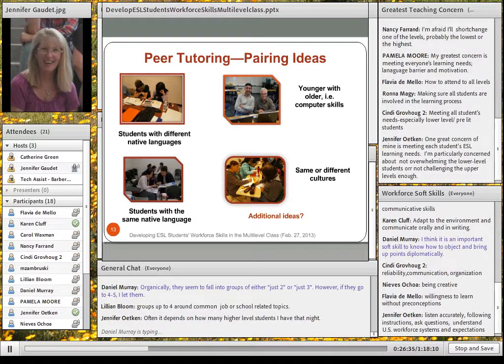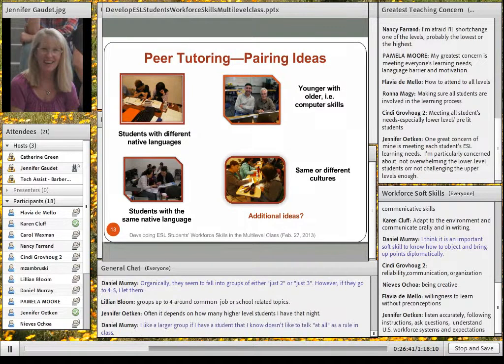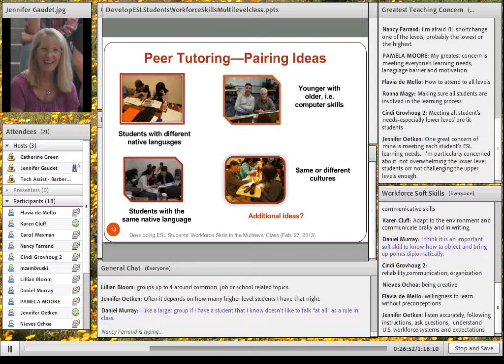Okay, and Jennifer's saying often it depends on how many higher level students I have. And that's true too, because you'll probably want to put at least one of those in each group if possible. Okay, so Daniel's right too. Sometimes you have that student who doesn't like to talk at all. Sometimes they even think it's a bad habit because they're making mistakes. Oh boy, we've been talking a lot about that lately. So that's true. It's just horrible to be paired with someone that won't participate. So you kind of have to know your students.